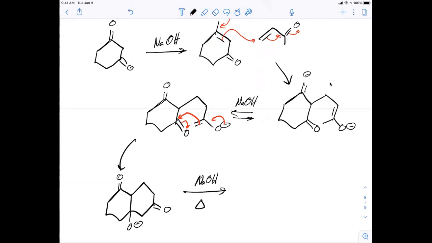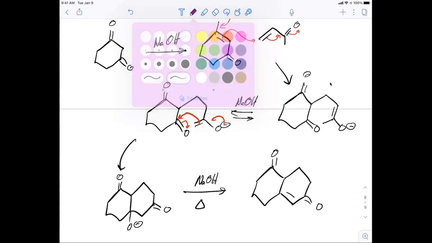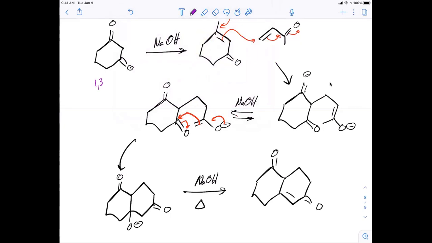And again, sodium hydroxide and heat. This is the last step of an alpha beta unsaturated. So if I add heat to this, this is going to give me the condensation product. So the 1,3 here is set up for a Michael, and the base and heat gives me the condensation.